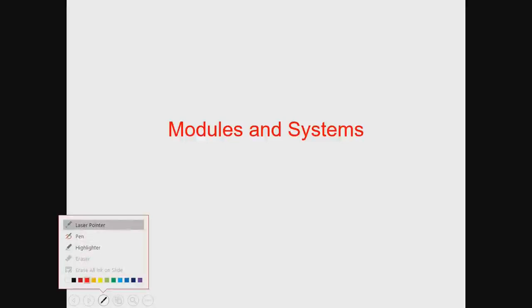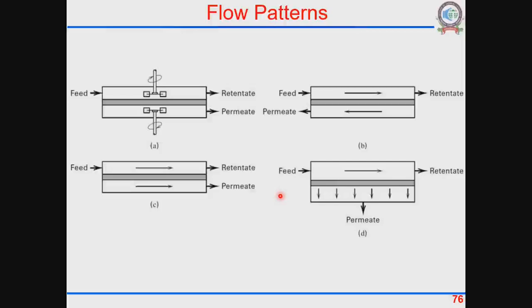Let us try to see in this one different types of modules that are used in a membrane separation system. First of all, we need to think about what the flow patterns are in a membrane module. For example, in case A, you can have both sides, the feed side as well as the permeate side, well mixed. Well mixed means the concentration anywhere in the system is equal to the outlet concentration.